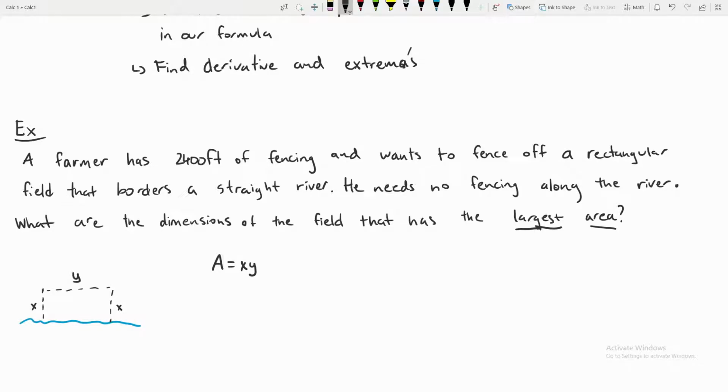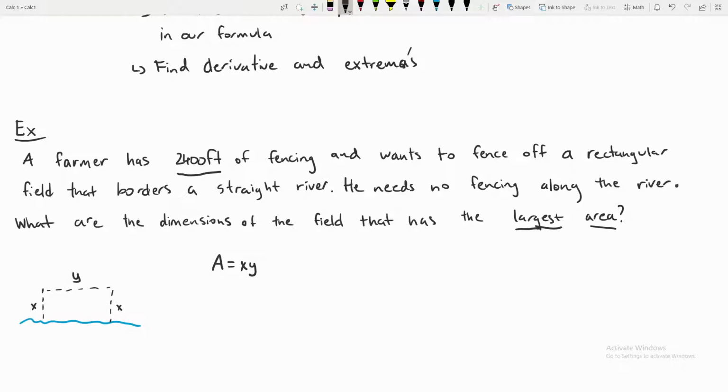So this is our area formula. However, we can see that we have two variables here, and we can't yet find the derivative of that. So what we need to do is find other relationships between these variables that will help us eliminate one of these variables. And it's pretty obvious here, but it says that the farmer has 2,400 feet of fencing.